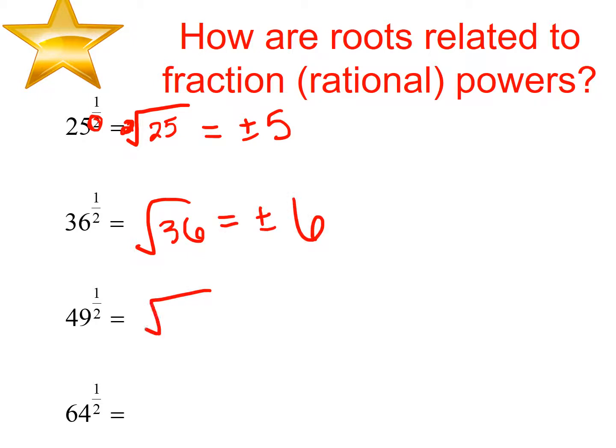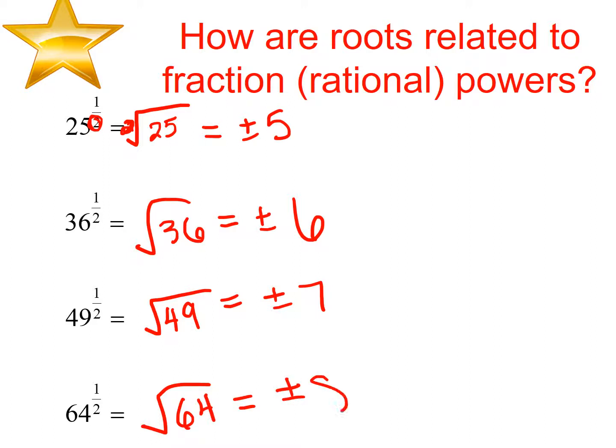49 to the 1/2 is the same thing as the square root of 49, and the square root of 49 is plus or minus 7. 64 to the 1/2 is the same thing as the square root of 64, and the square root of 64 is plus or minus 8. Remember, when we take square roots, we always have a plus or a minus, because negative 8 squared is 64 and positive 8 squared is 64. So when you take the square root, don't forget your plus or minus.